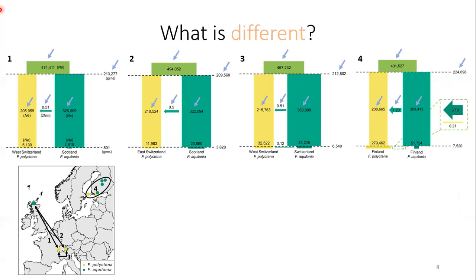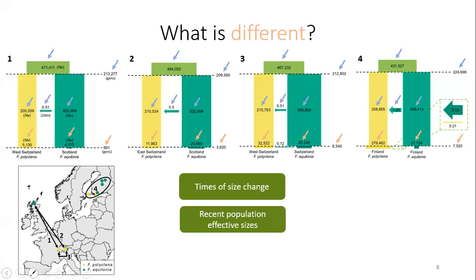Okay, now we can identify the differences between comparisons. Both the estimated times of the size change and the recent population effective sizes vary greatly across the comparisons, which may be derived from the independent evolution of the sample populations in recent times after splitting from their ancestral populations. The most notable difference we found across comparisons is in the estimated rates of contemporary migration.